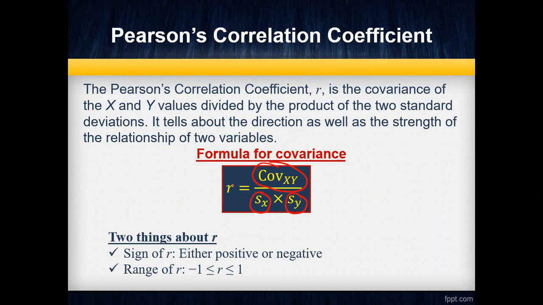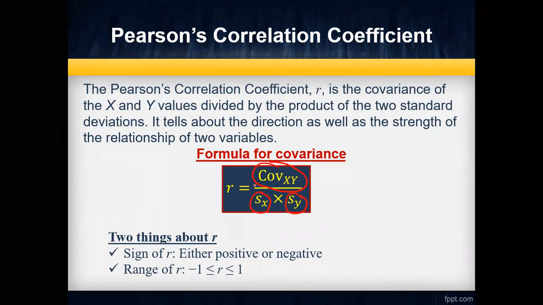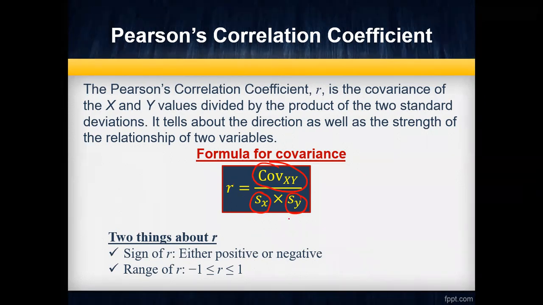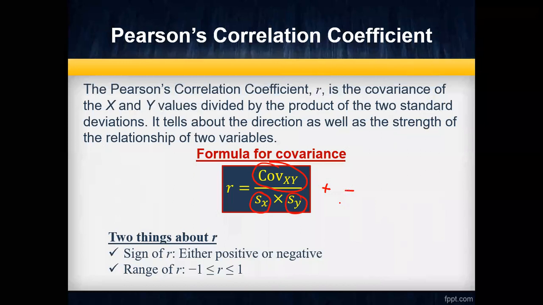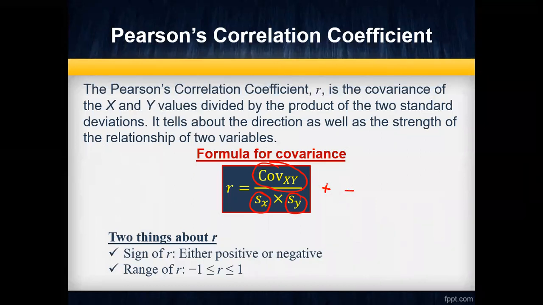And always keep two things in mind. Whenever we get the correlation coefficient, you will check two things. The first one is the sign, whether your answer is positive or negative. If it is positive, it indicates that there is a direct or positive relationship. If your answer is negative, this indicates that you have an inverse or negative relationship.